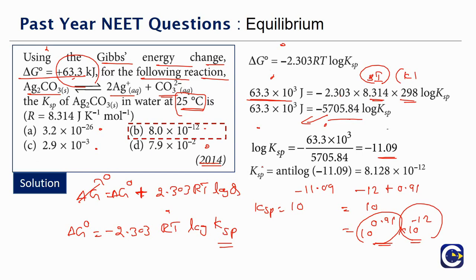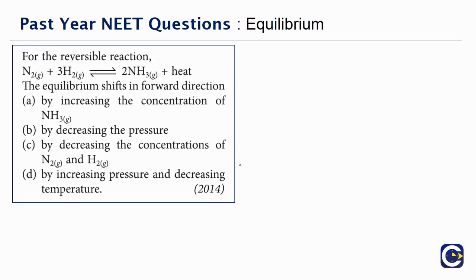Otherwise, it's a straight formula based on del G naught is equal to minus 2.303 RT log KSP. The only thing is it involves a little bit of calculation. Let's go to the next question.